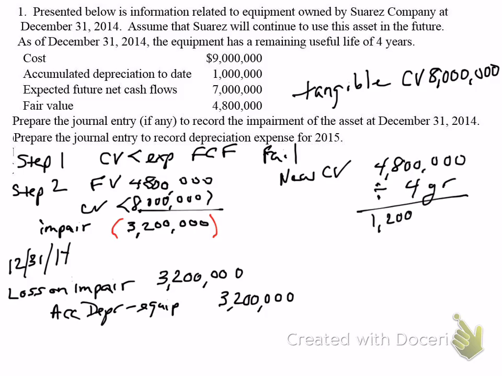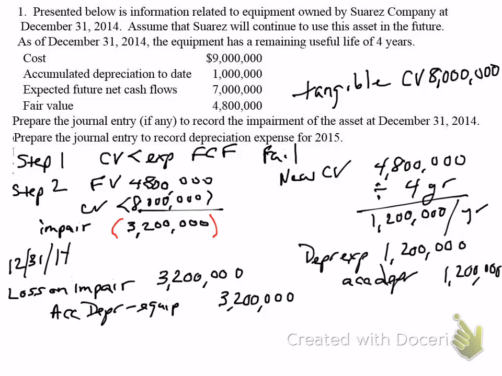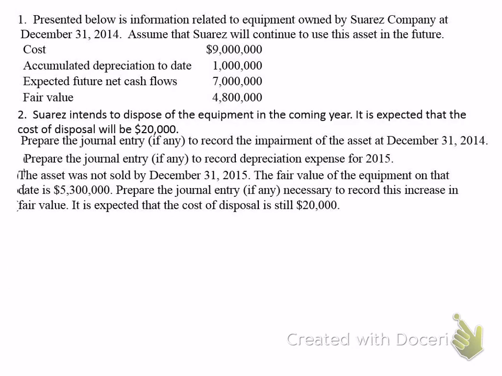Okay, at the end of 2014, since we wrote the impairment, for 2015 depreciation, we need to calculate it. So our new carrying value is $4.8 million. There's a 4-year life remaining, so that would be $1.2 million a year. So 2015 depreciation is $1.2 million. Accumulated depreciation, $1.2 million.